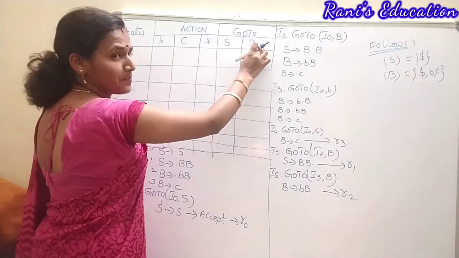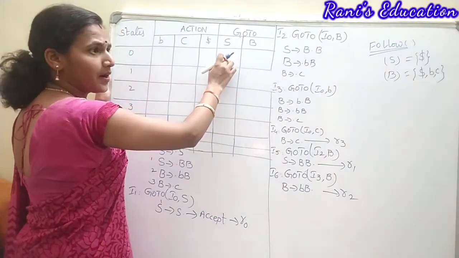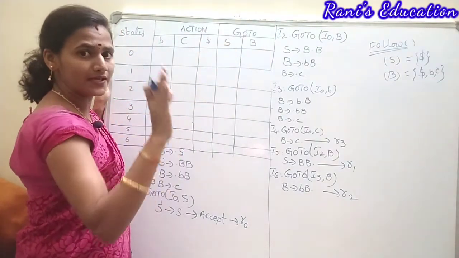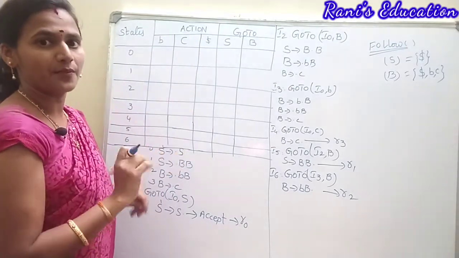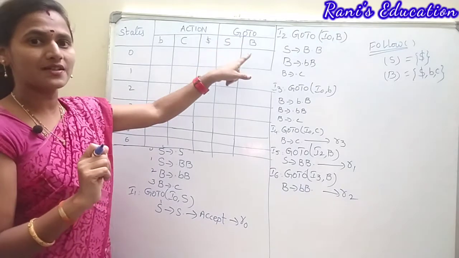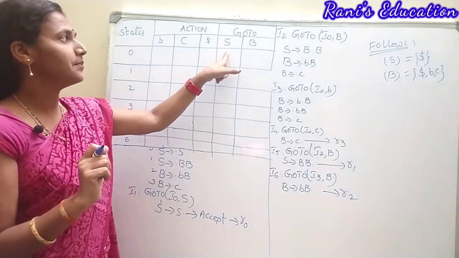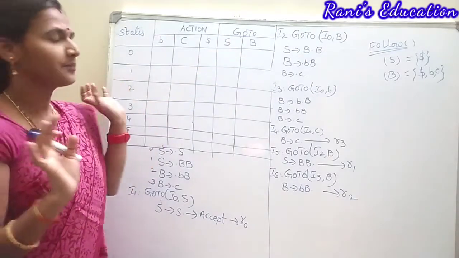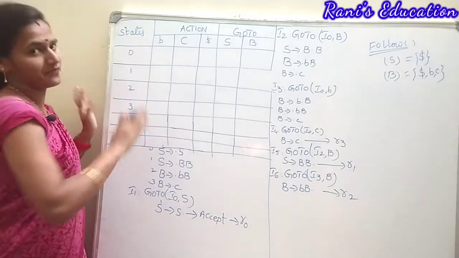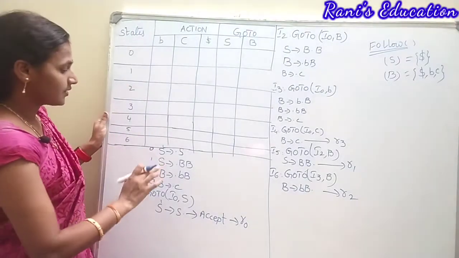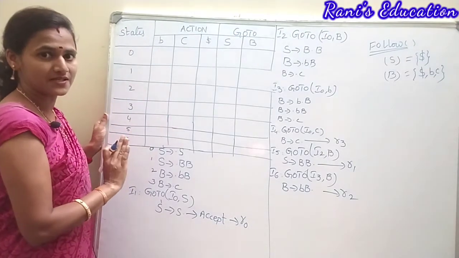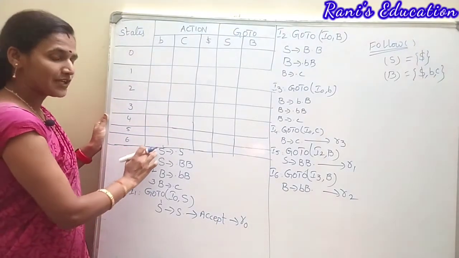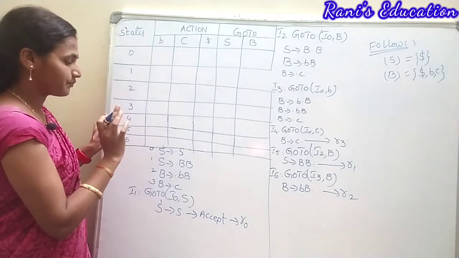Go to part. In go to part, we are going to write only the non-terminals which we have used in the actual grammar. So what are the non-terminals in the actual grammar? We have S and B. Clear? Now, it is a very important part, guys. Listen carefully. While we are constructing the SLR parsing table, we need to observe each and every item.